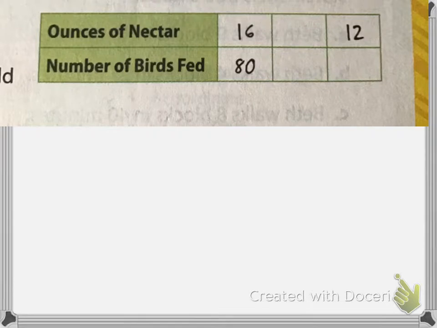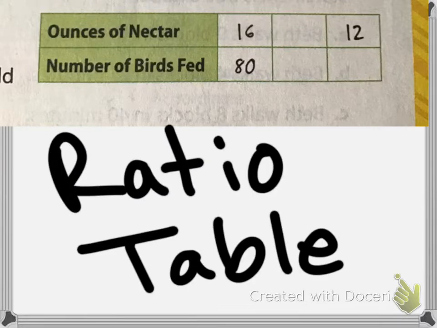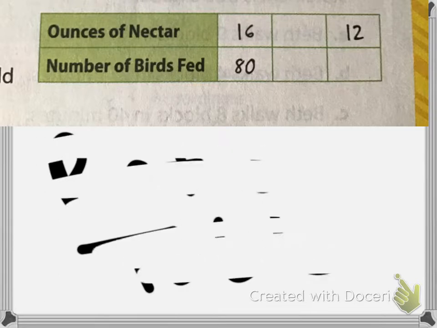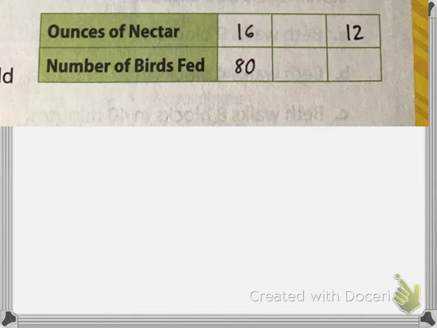Now I've got this. Who knows what this is called? This table. What kind of table is this? Yes, Fernando, it is indeed a ratio table. Excellent. So with our ratio tables, we're trying to get an even amount of ratio. What that means is that if we simplified all of our fractions, they would be the exact same.